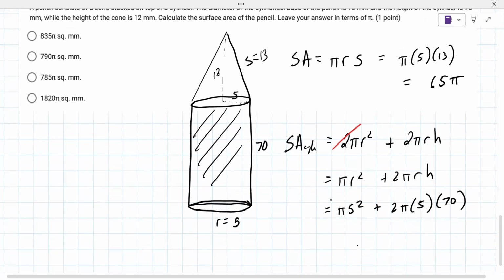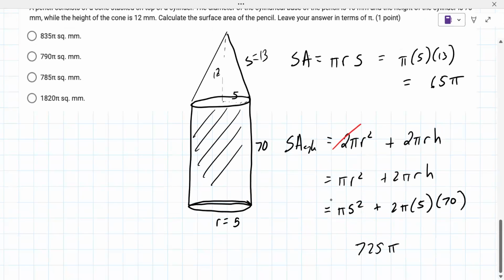Okay, so you get 725 pi plus the 65 pi. That should be one of the answers here on the left. I got 790 pi. Yeah, good.